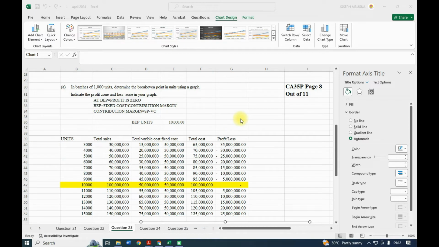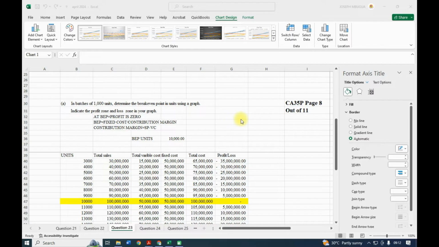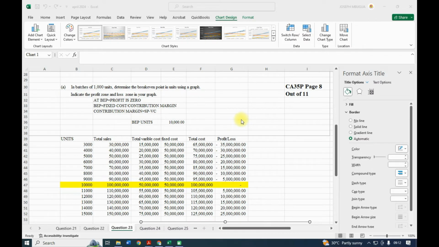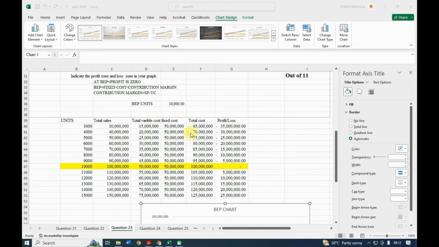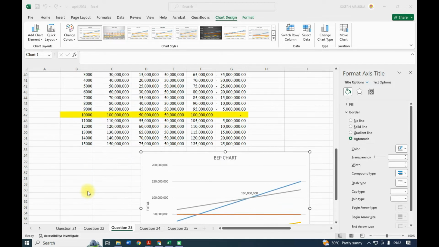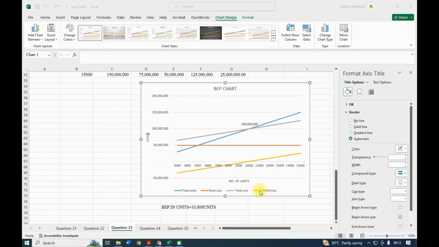And there is another key thing, that you're told to indicate the profit zone and the loss zone. Remember, below the 10,000 units, we are making a loss, and above the 10,000, we are making a profit. So you just need to indicate whether we are making a profit or a loss. That's the key thing. And remember now that one we shall use the profit or loss.